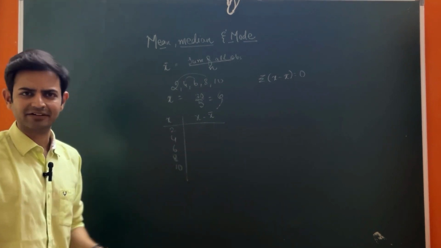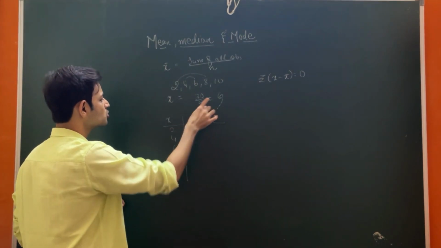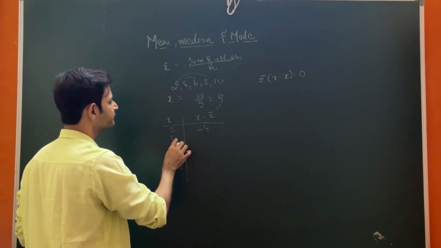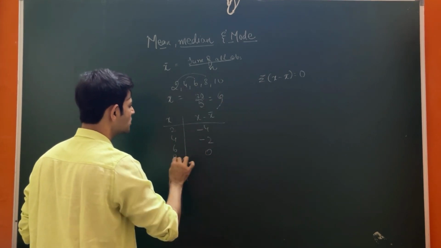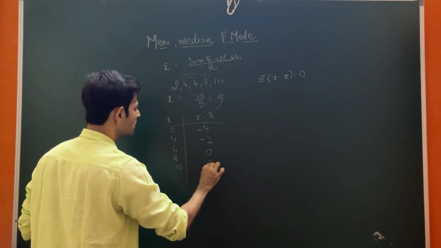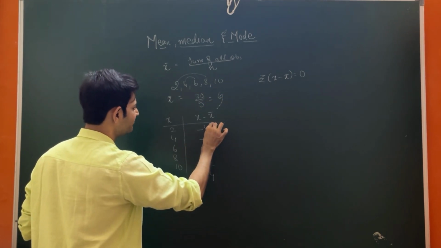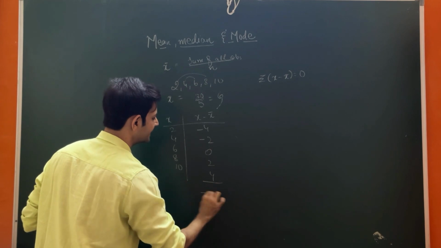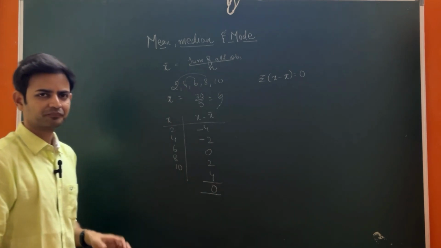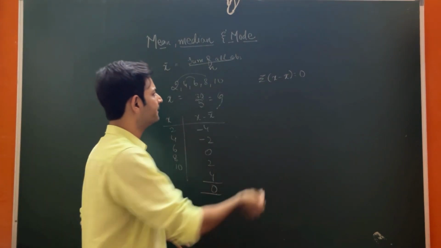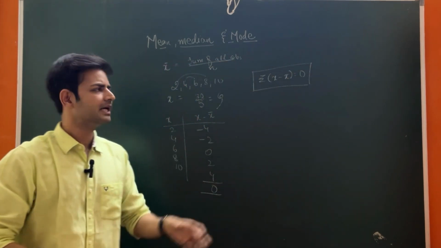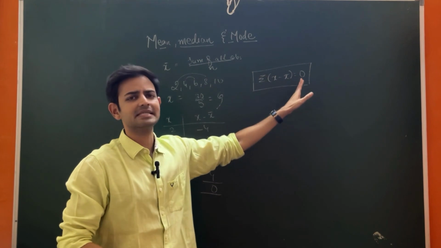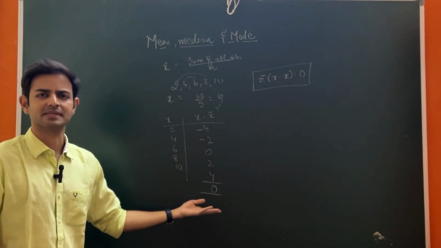So we will subtract 6 from everything individually. So 2 minus 6 is minus 4. 4 minus 6 is minus 2. 6 minus 6 is 0. This is 2 and this is 4. So if we add all of them, we get the answer as 0. So this is how we can prove this identity or the formula, whatever you call it. So this is summation of x minus x bar is equal to 0.